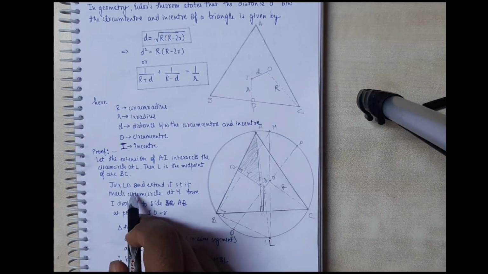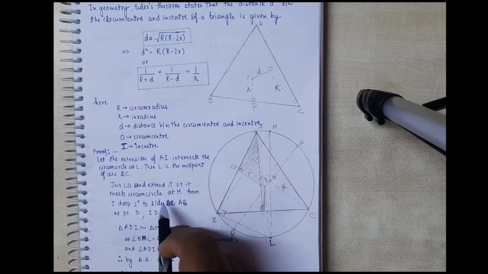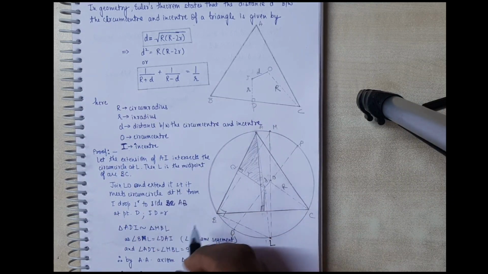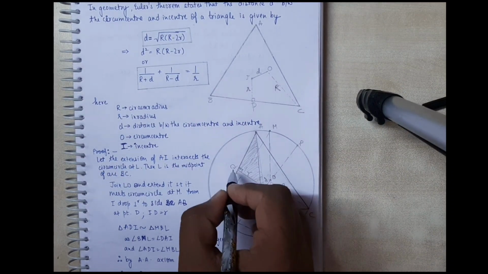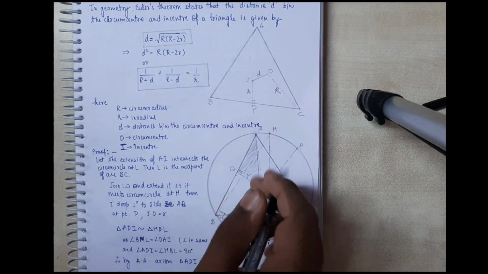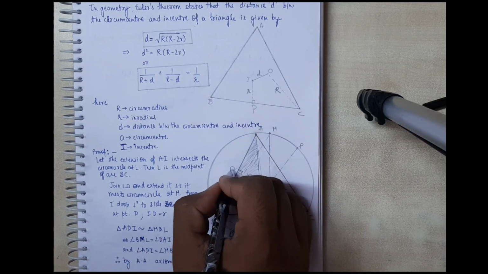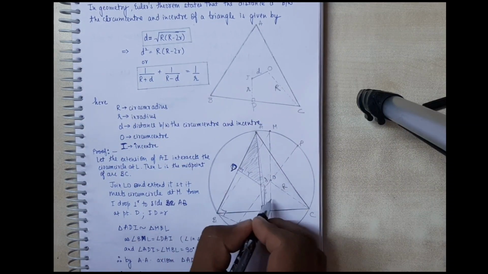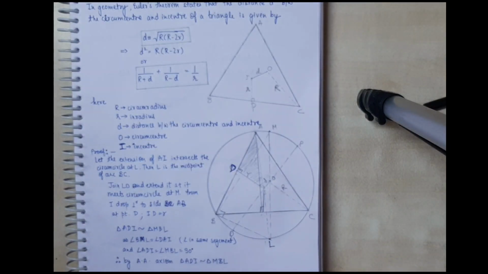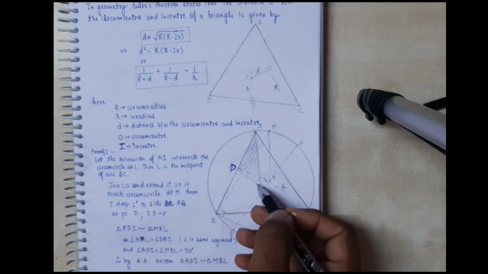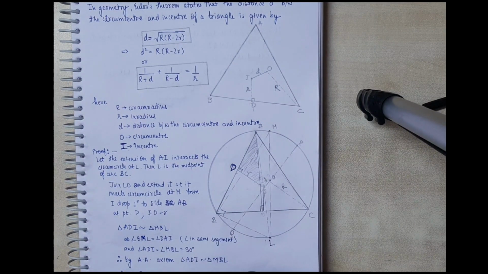I've written it. Join LO and extend it such that it meets the circumcircle at M. Now we'll drop a perpendicular from the incenter upon the side AB, and let the point where we drop the perpendicular be D. This is the perpendicular. Then I told you this will be the inradius. Now ID is equal to the inradius, I told you before.